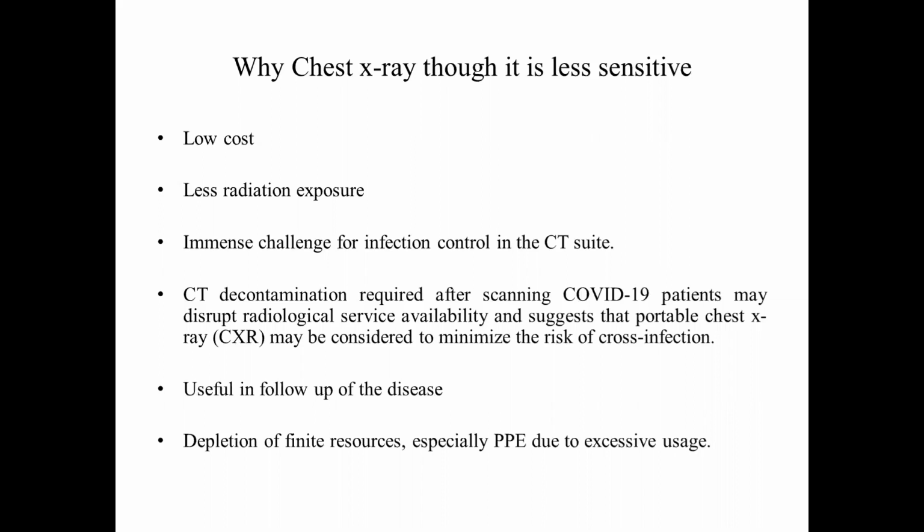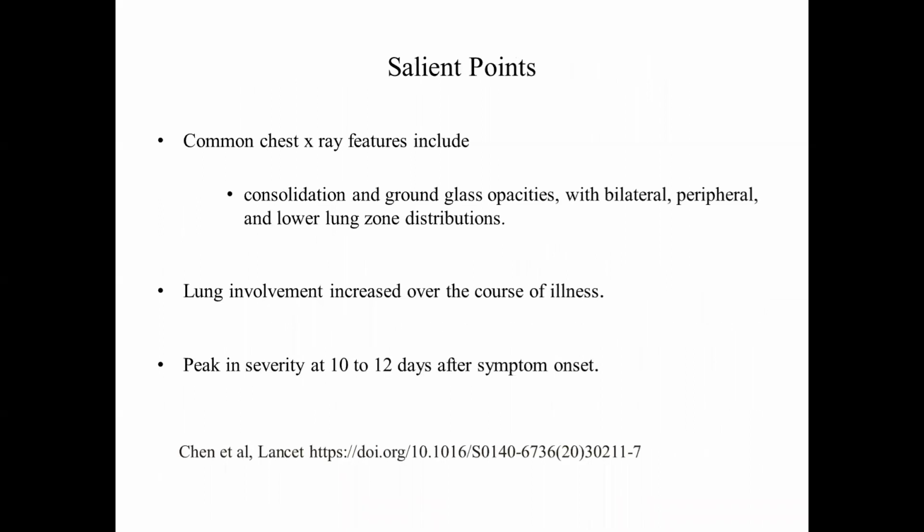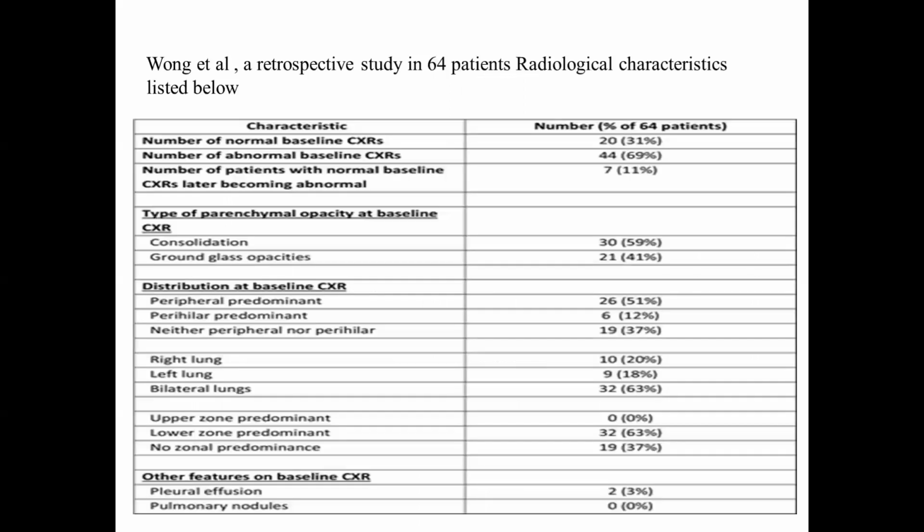It is also useful in follow-up of the disease, and it avoids depletion of finite resources, especially PPE, due to excessive usage. Certain salient points: the most common chest X-ray features include consolidation and ground glass opacities with bilateral, peripheral, and lower lung zone distribution. Lung involvement increases over the course of illness. The peak in severity is around 10 to 12 days after symptom onset.